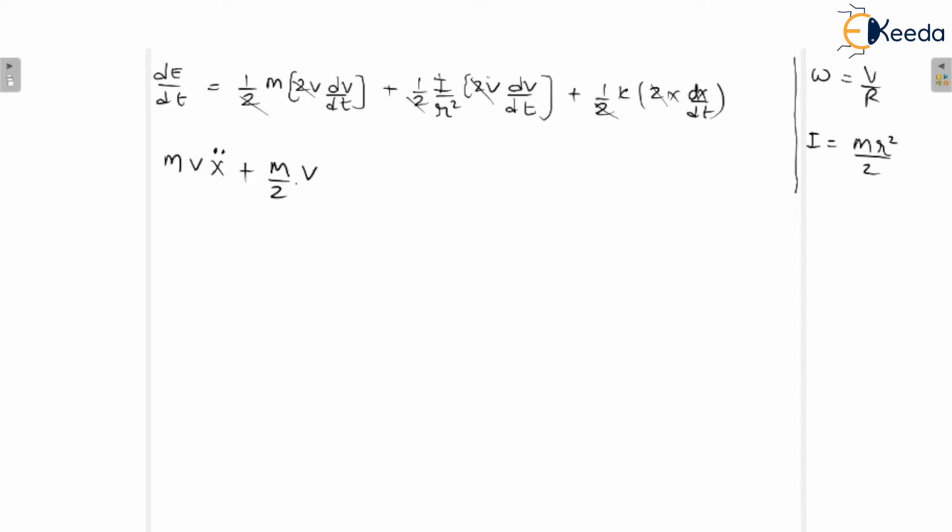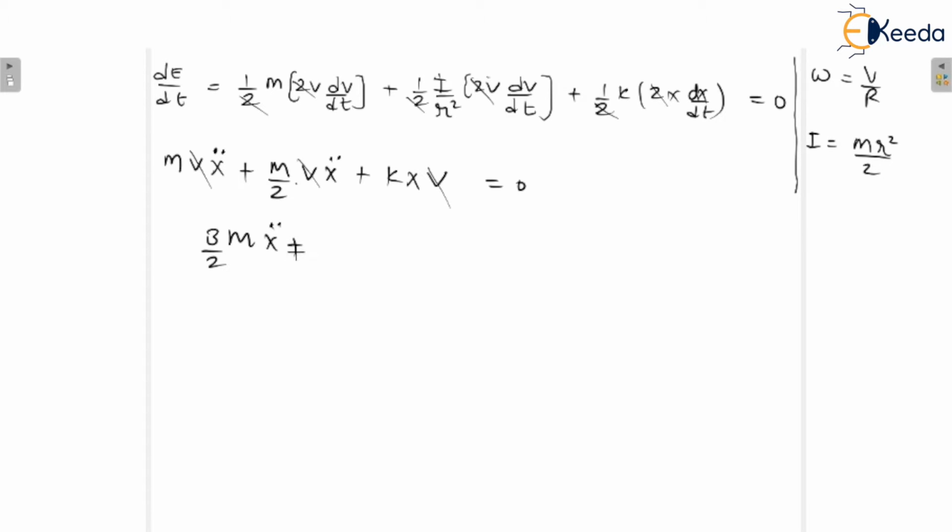So that is mv dv upon dt, which is acceleration, that means x double dot, plus kx, and we know that dx upon dt is velocity, so that is v, and we put it equal to 0. You can take v common. The remaining equation becomes: this is m by 2 and this is m, that would be 3m by 2.